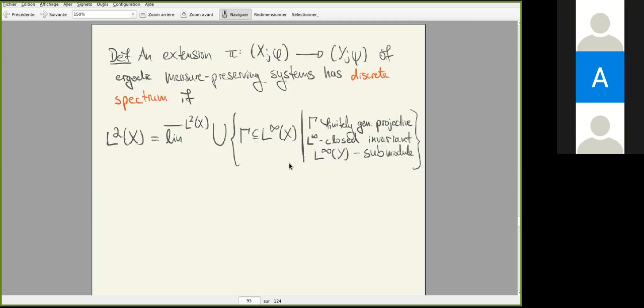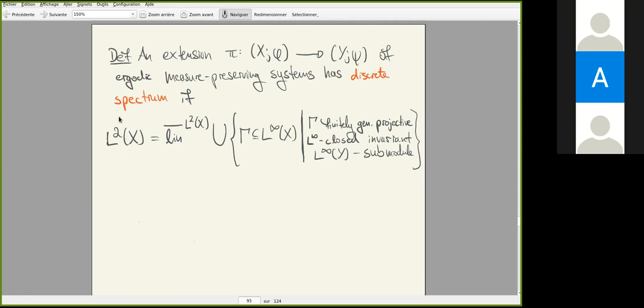Okay, now an extension of ergodic measure preserving systems has discrete spectrum if. And there are a ton of different definitions, and they are essentially all equivalent. If we now come from this topological approach, then the easiest definition to work with would be the following. We will not work with this because we will have an equivalent characterization, but let's go through it.